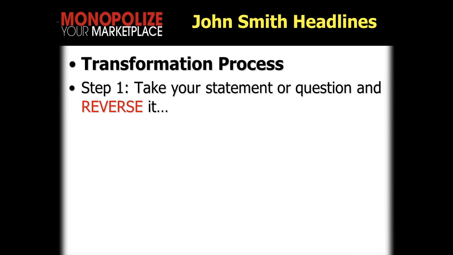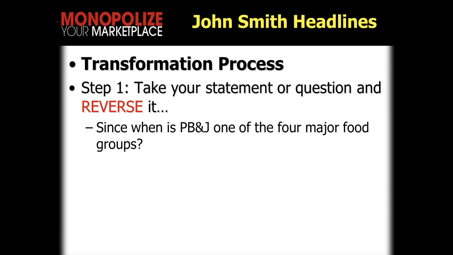Remember I said earlier that we had an ability to choose either a statement or a question when we first write the John Smith statement. It doesn't matter if you first write it as a statement or a question, because what we're going to do is we're going to transform it from one to the other. We're going to reverse it. So if my original is, since when is PB&J one of the 4 major food groups, now your task is this. Turn that into a statement. Can you do it? Go ahead and try right now.